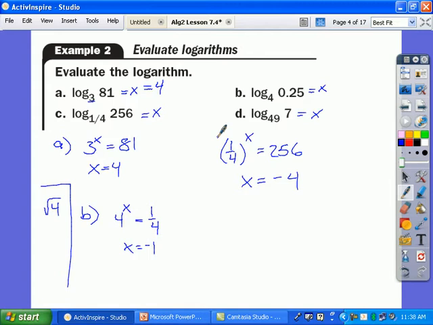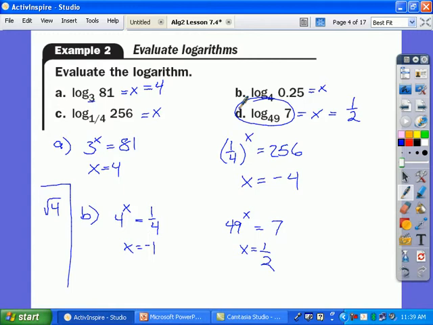Part D, 49 to the x power equals 7. Well, 49 to the first power is 49. 49 to the negative first power is 1/49th. How do I get 7? It's the square root, right? The square root of 49 is 7. How do I write that as a power? It must be that our power is 1/2. So again, log base 49 of 7 just equals the number 1/2. It's important that you see this. This is just a number. What number is this? It's 1/2.